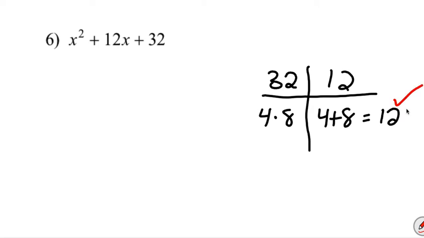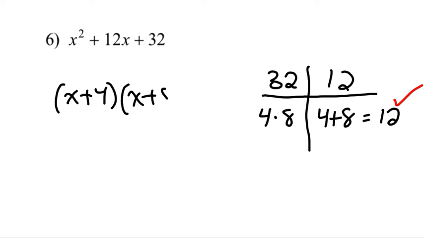Now, as you can see in this table, I only used one of them. I didn't go through 2 and 16, or 1 and 32. I didn't go through other options here, okay? And you don't have to. As soon as you get your answer, this is you showing your work. That's all I need to see. Move on to writing down your answer. So x, we have a positive 4, so x plus 4, x plus 8, final answer, and we are done. And those could be switched. You could have x plus 8 first, x plus 4 second.